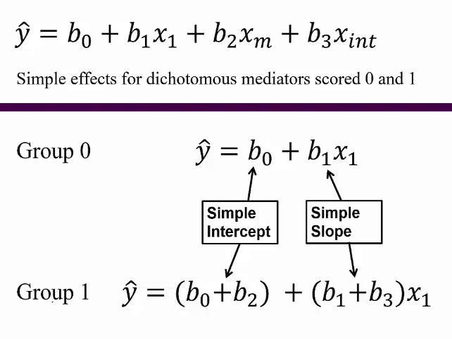So that is how we probe the interaction to determine what it means. If we just find a significant interaction, that in and of itself doesn't tell us exactly what's going on. By calculating these simple effects, we will clarify exactly which group has the stronger slope and which group has the weaker slope, and exactly what the slope is for each group.